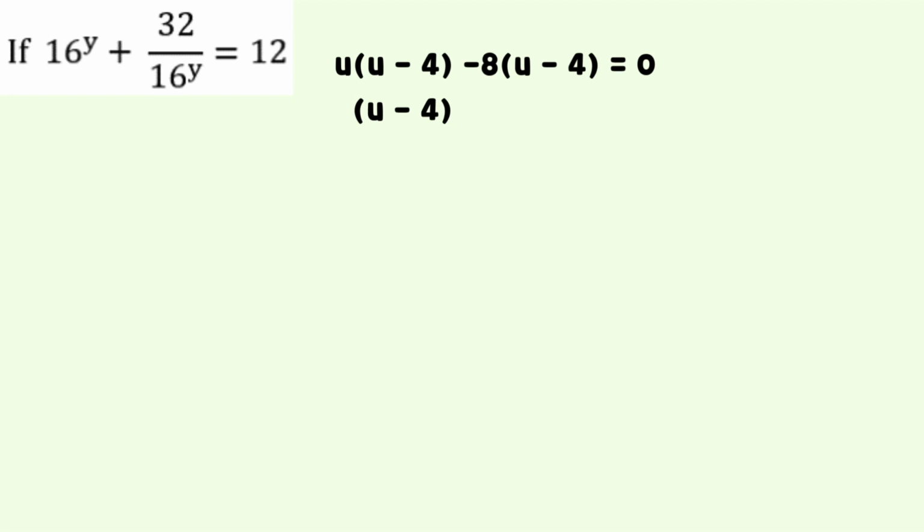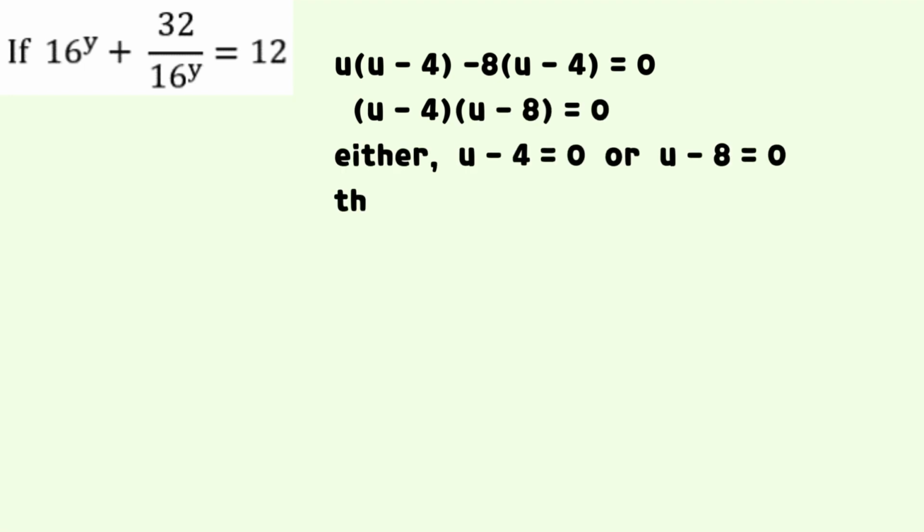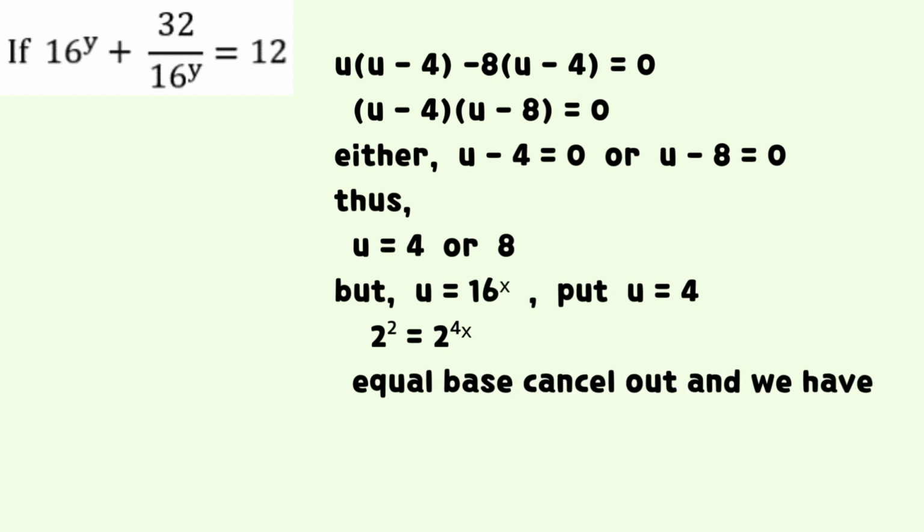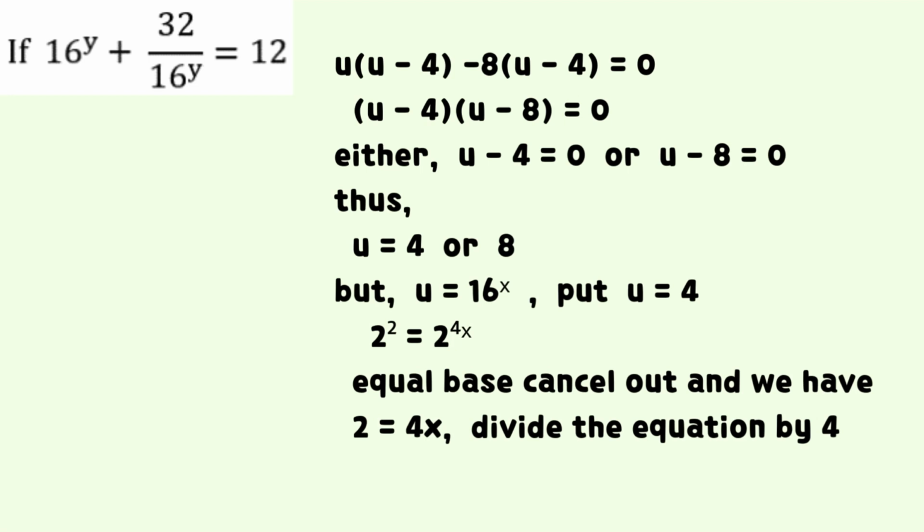We have that the product of u minus 4 and u minus 8 equals 0. Either u minus 4 equals 0 or u minus 8 equals 0. Thus, u equals 4 or 8. But u equals 16 to the power of x, so put u equals 4.